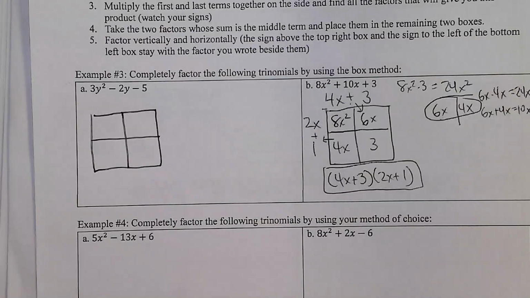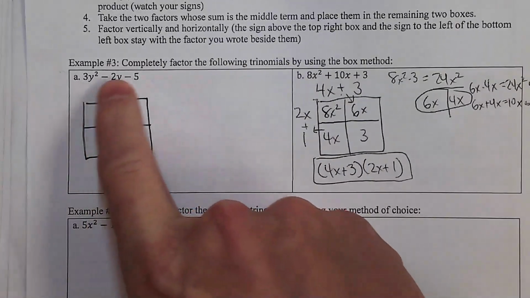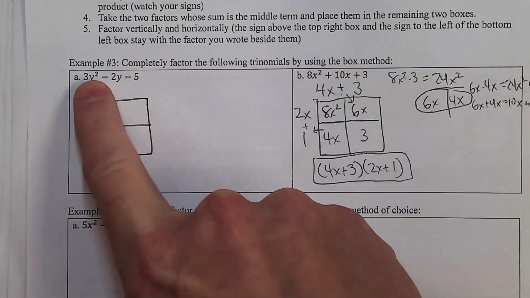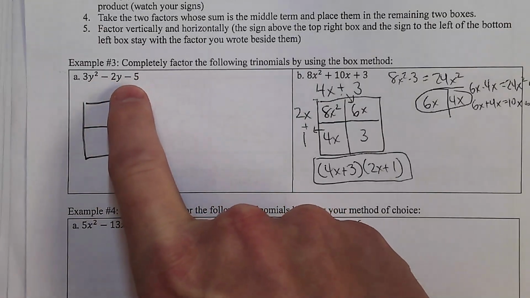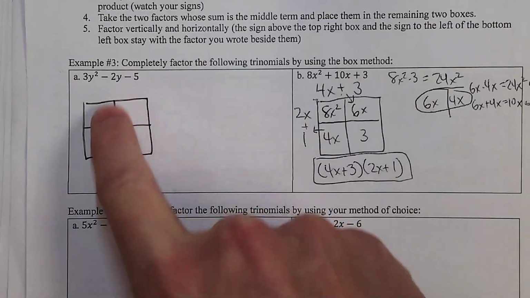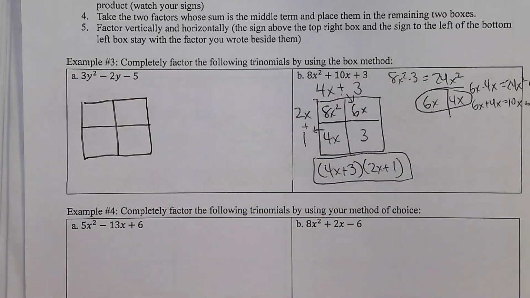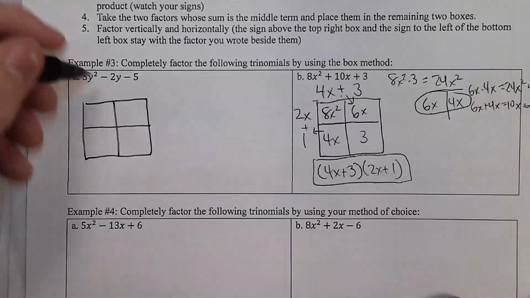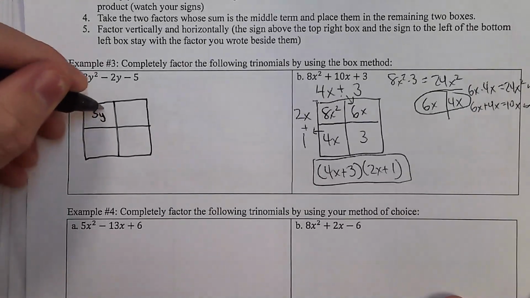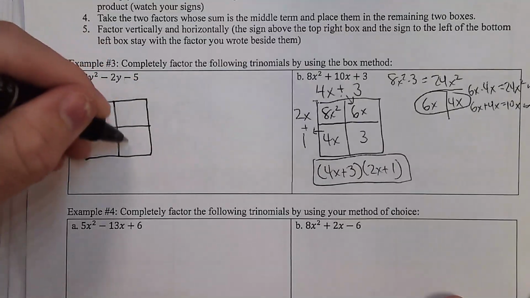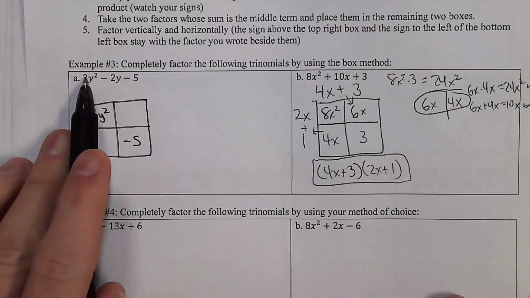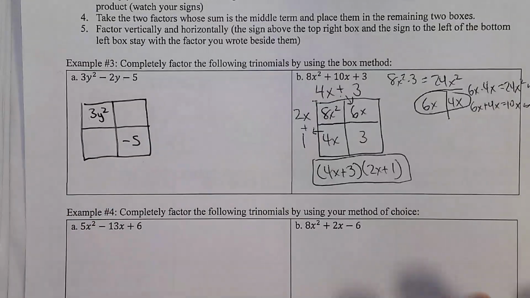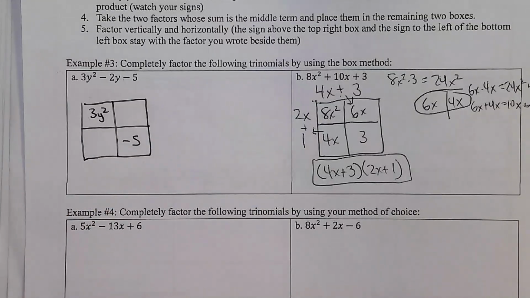Now, by the way, are there any common factors? I'm supposed to do that first. Any common factors? No, other than one. Okay. So you're going to place the first term in the top left, and the last term in the bottom right. First term in the top left, last term in the bottom right.